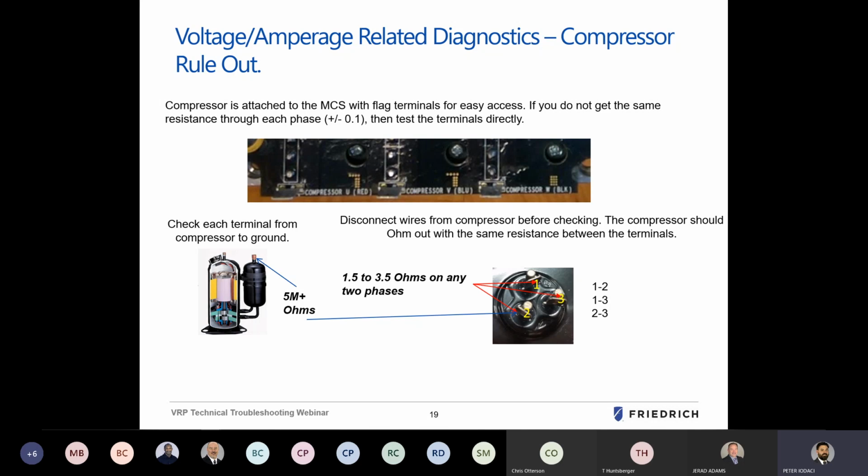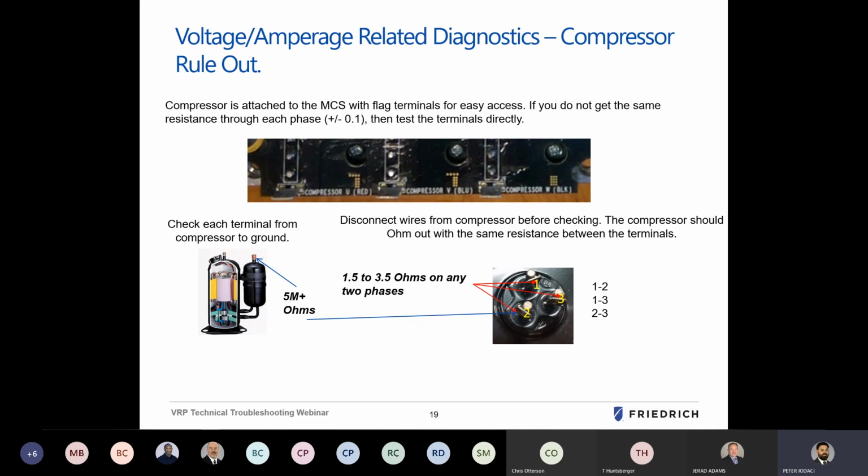So in going over those, let's talk about the compressor. The compressor is attached to the MCS with flag terminals for easy access. With the flag terminals unplugged, you should get plus or minus 1 ohm between any two phases on your compressor. So depending on the model, you might get 1.5 to 3.5 ohms on any two phases.